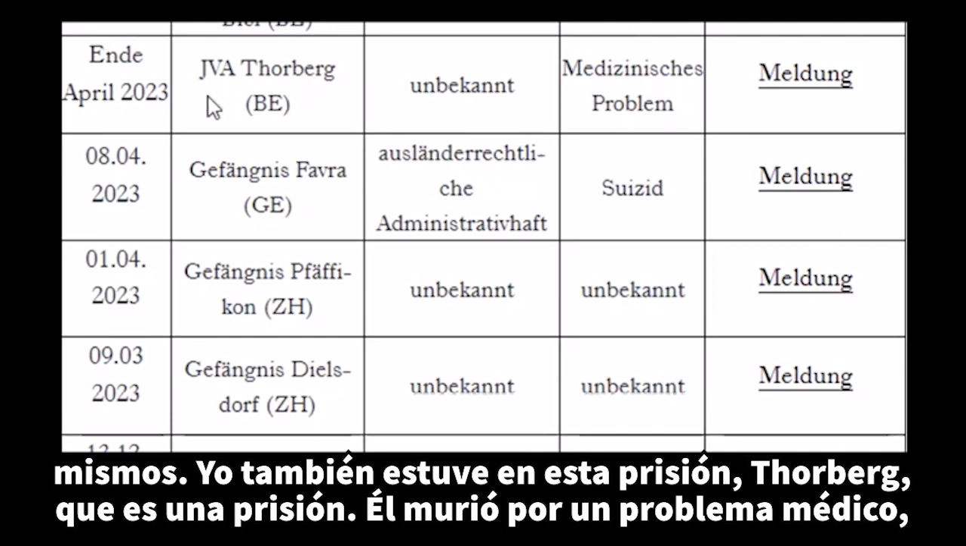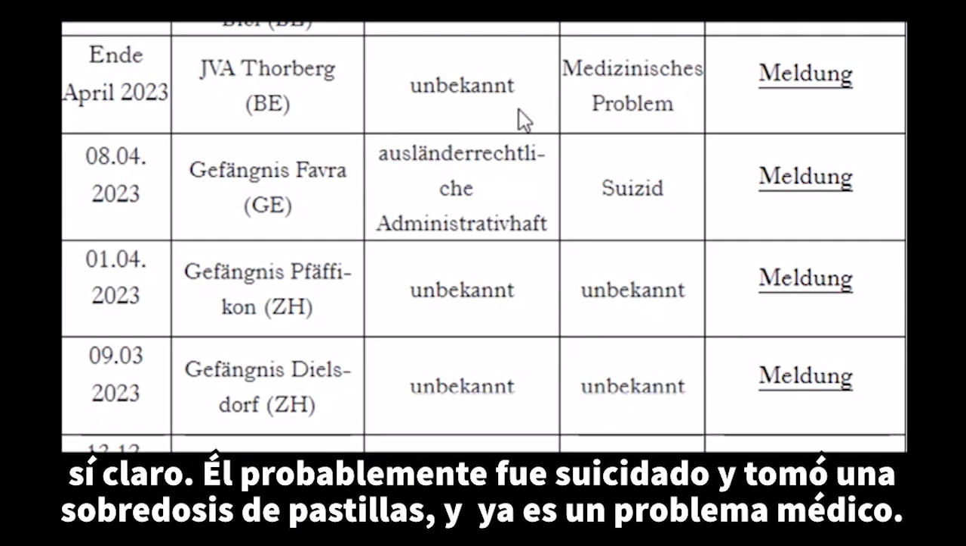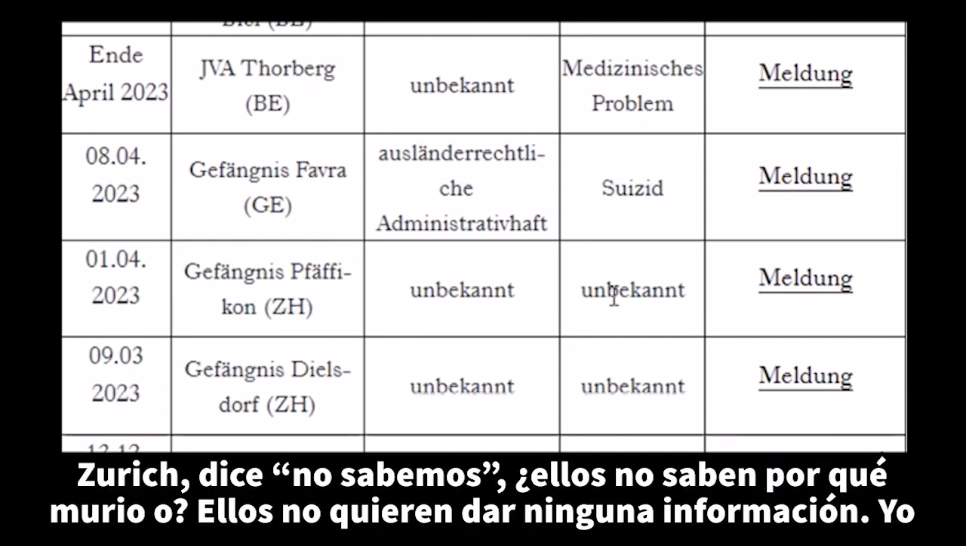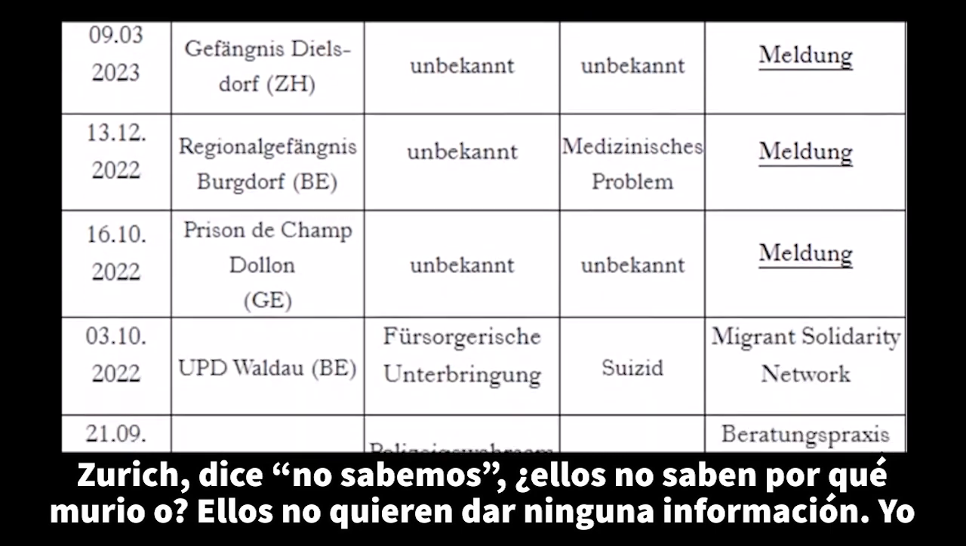And I was also in this prison here, Thorberg. He died of a medical problem. Yeah, sure. He probably got suicided and took an overdose of pills, and then it's a medical problem, you know. There's a foreigner, not even a criminal. In Geneva, G-E is Geneva, suicide, and this one here is in Zurich. It says unbekannt. It says we don't know. They don't know why he died, or they don't want to give any information.